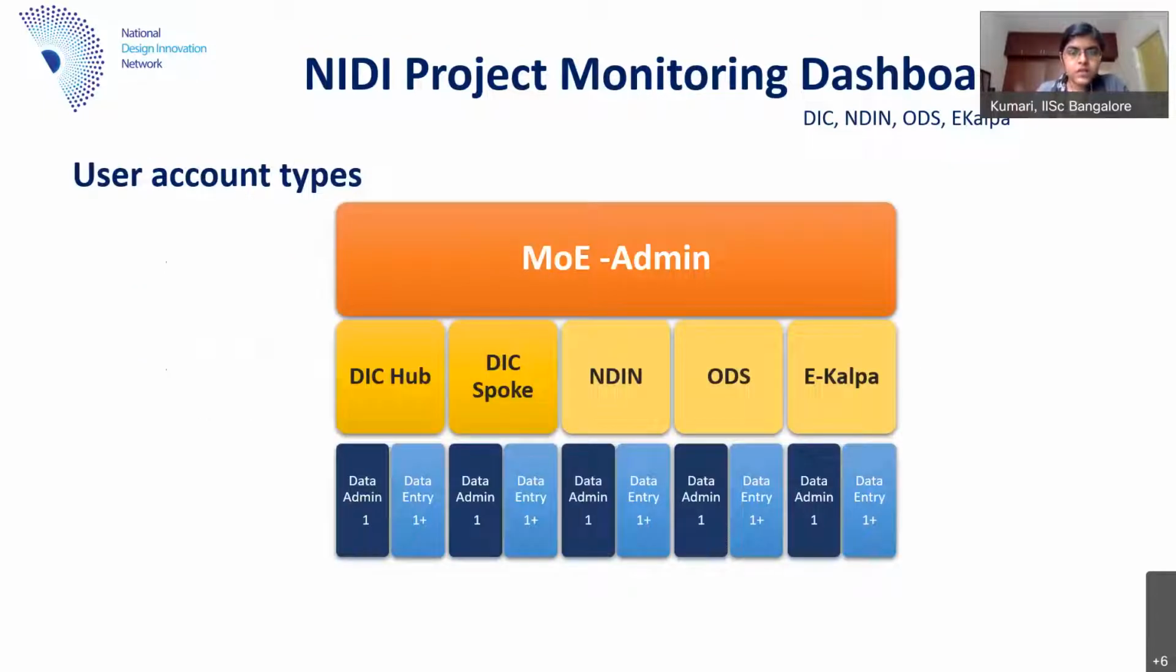So the idea is to have all of this information in one place, and this can be monitored across all DICs. There are two different types of account user types. I'm showing you the hierarchy of how the portal will look.